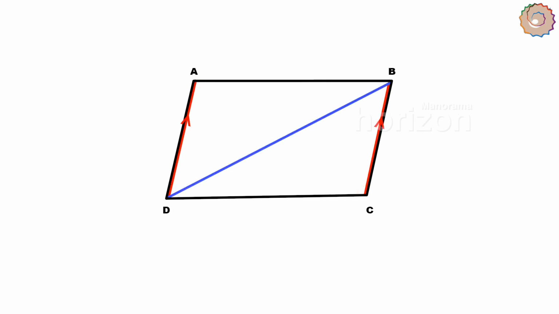Proof. We know opposite sides of a parallelogram are parallel. So, BC is parallel to AD with BD as the transversal. Angle CBD is equal to angle ADB. What is the reason? They are alternate angles. Equation number 1. Next, AB is parallel to DC and BD is the transversal. Angle DBA is equal to angle BDC. Again, they are alternate angles. Mark it as equation number 2.